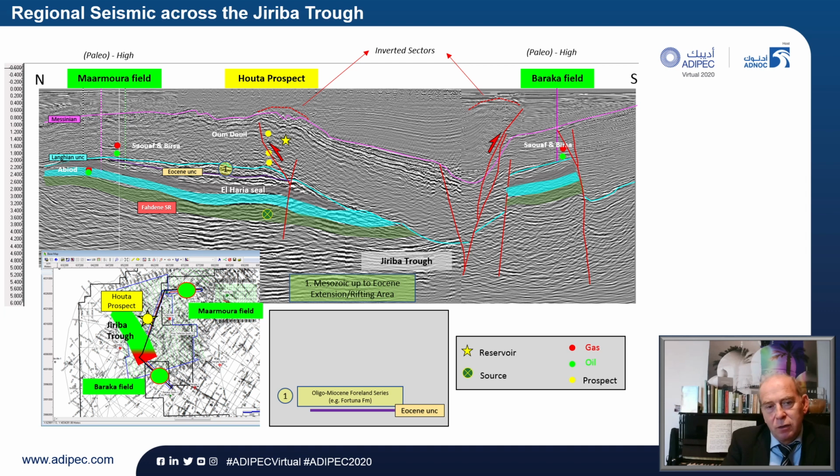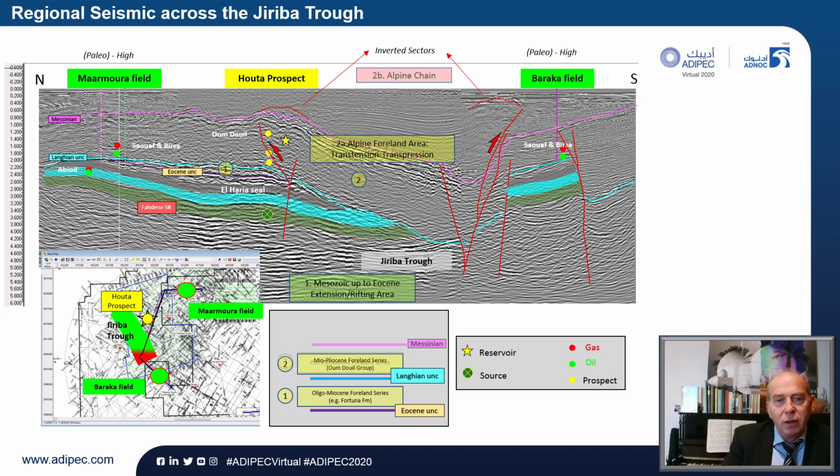Inside there is an Eocene unconformity. Then the second series, which are the series deposited upon the Langhian unconformity, when we are part of the foreland of the alpine chain, and the third series deposited in Pliocene times, proximate to the alpine chain, and the successive inversion of parts of the series and the generation of the prospects.